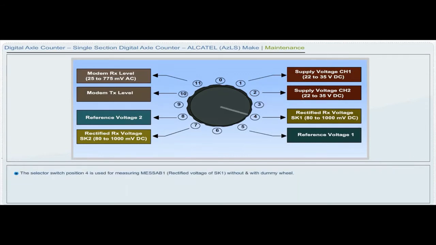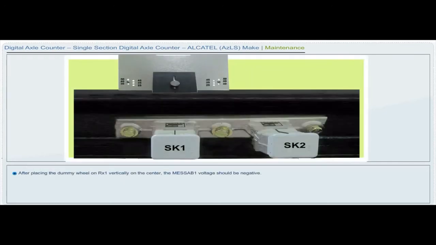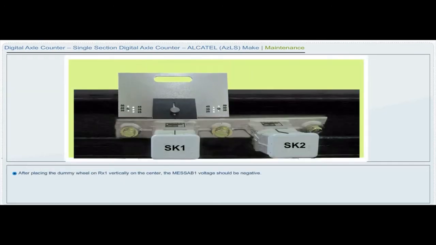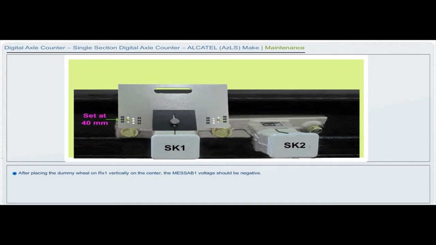The selector switch position 4 is used for measuring MESAB1, that is the rectified voltage of SK1, without and with dummy wheel. The value of MESAB1 should be within 80 mV to 1000 mV depending upon the drill position and rail profile. This should be positive without dummy wheel. After placing the dummy wheel on RX1 vertically at the center, the MESAB1 voltage should be negative.